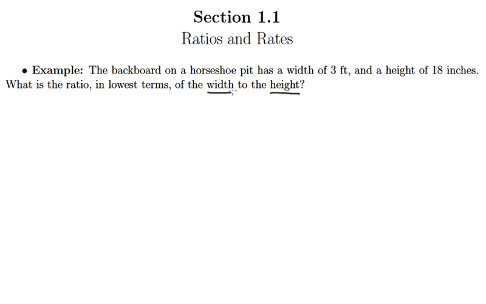So they put width first, so that means I need to put the width on top, and I need to put the height on bottom. Now remember that when we are setting up a ratio with quantities, those quantities are supposed to have the same units. And right now they certainly don't, because we have feet on top, inches on bottom. So we have two different units. But of course, because feet and inches both measure length, we can fix that.